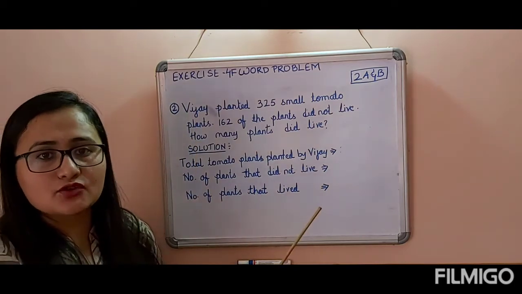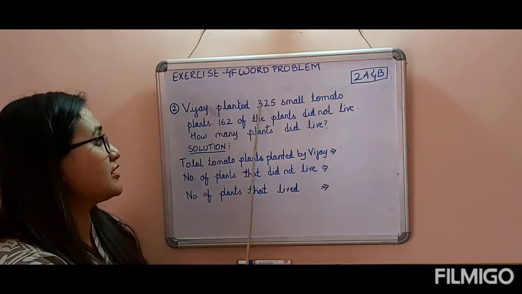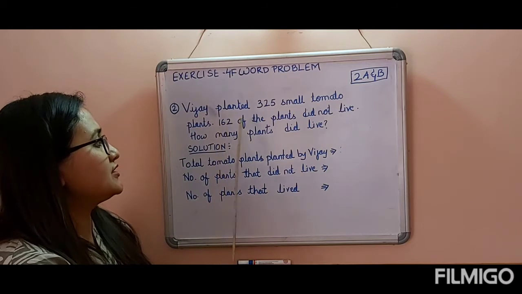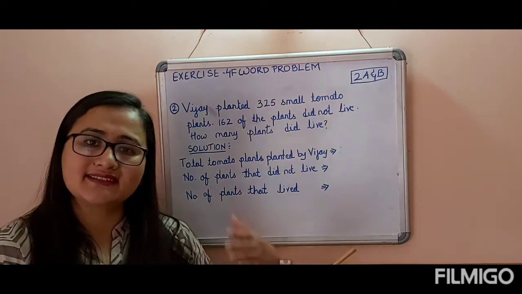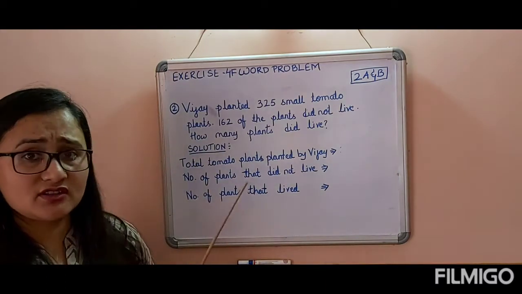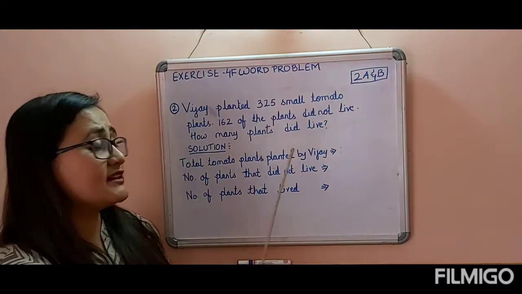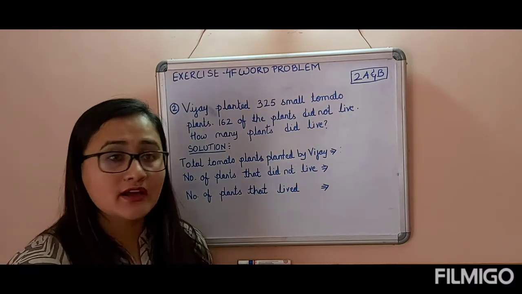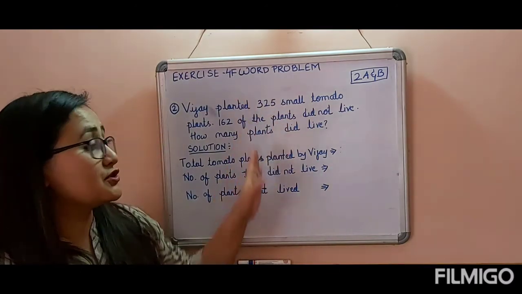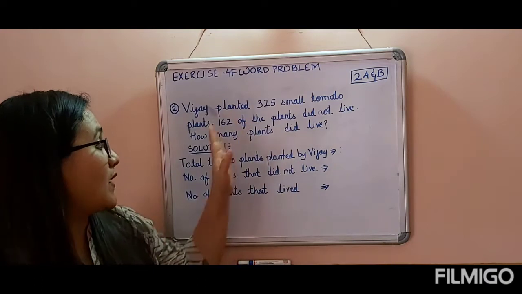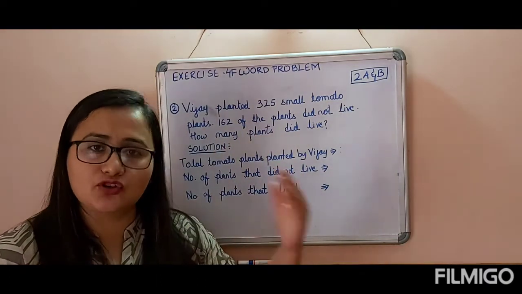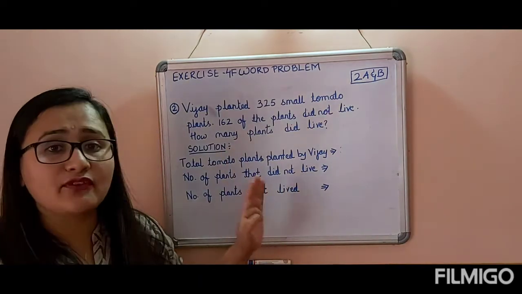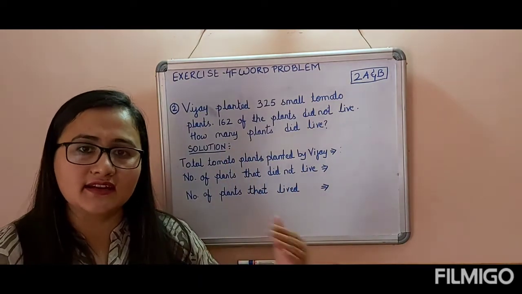How many total plants did he plant? He planted 325. 162 of the plants did not live. Okay, 162 plants died, they did not survive. Then how many plants did live? So you have to find out, after planting 325 plants, 162 of them did not live, they died. Then you have to find out how many plants did survive.